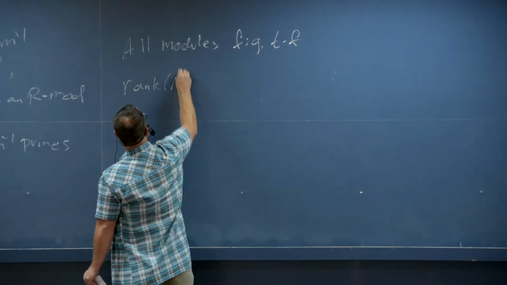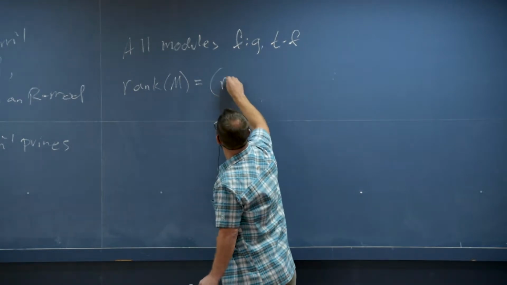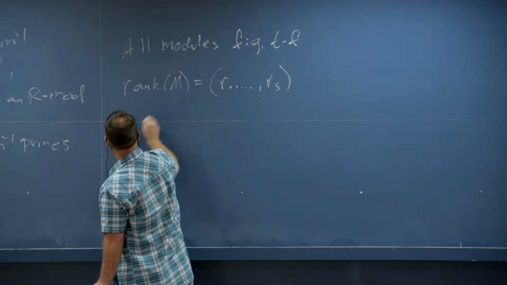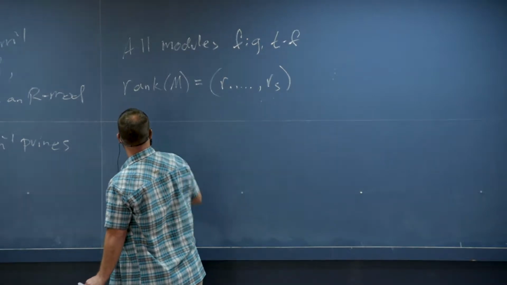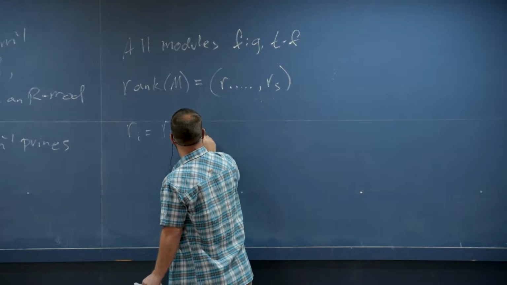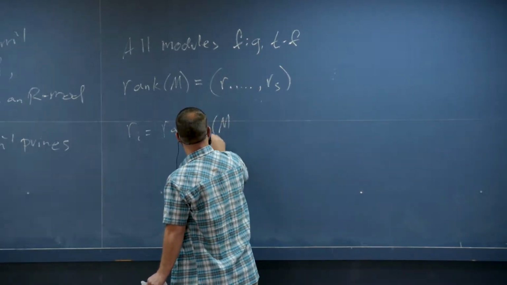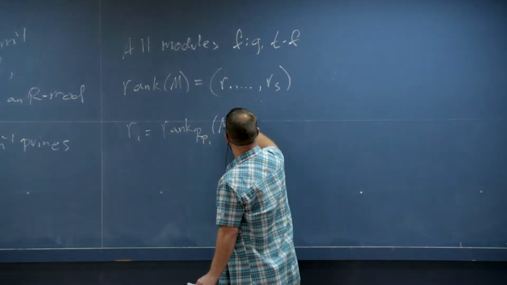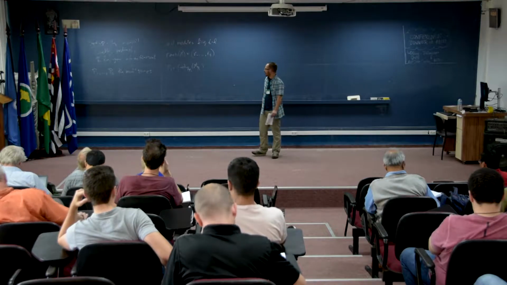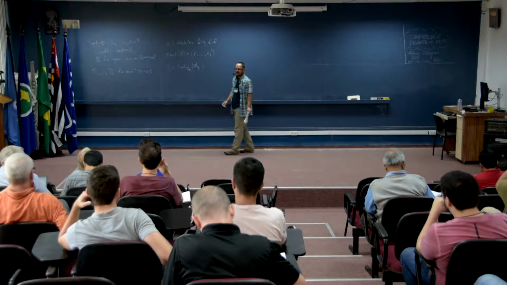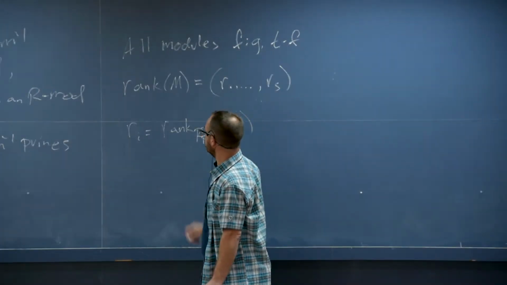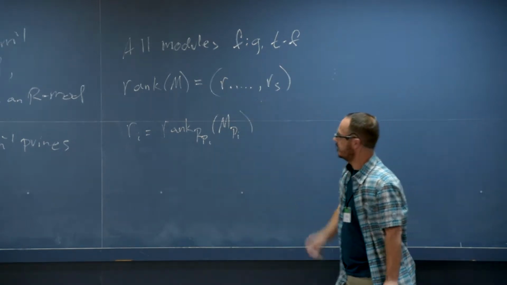Okay. And so then, the rank of a module M is this S-tuple, R1 through RS, where the Ri is the vector space rank or dimension of the module localized at the minimal prime over the ring localized at the same minimal prime. So these are all just vector space dimensions, and then that gives us this S-tuple of the module.